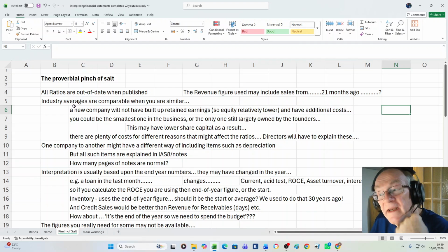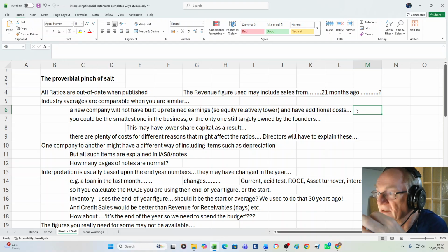Industry averages are great, they're very useful, they're a good indicator, but you've got to be similar or understand your difference and the effect it has. So a new company won't have a history of retained earnings building up, so the equity will be lower. That means the return on equity is not very good. And they may still have some additional startup costs. Most startup costs are before you start trading and in the first year, but actually you will see some in the second or third year of a new business that's still establishing itself, and they're to do with the startup, so they're not going to happen again.